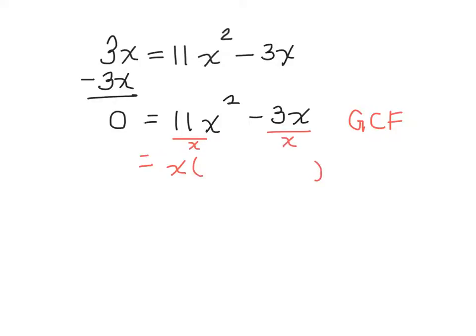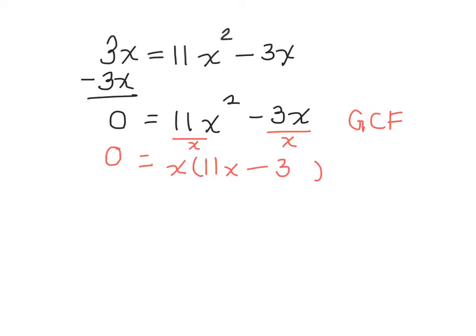I'm going to divide each of those two terms by x. And I find that 11x squared divided by x is 11x, because we subtract exponents with division. And negative 3x divided by x is negative 3. I still have 0 left over on the left side of my equal sign.